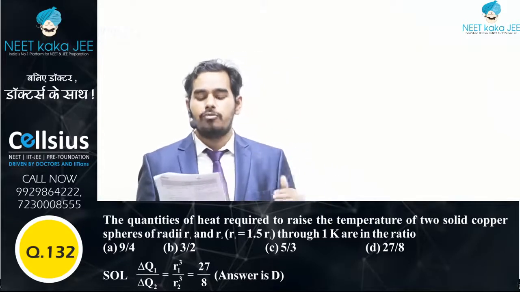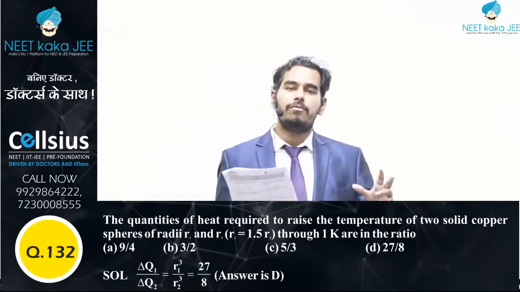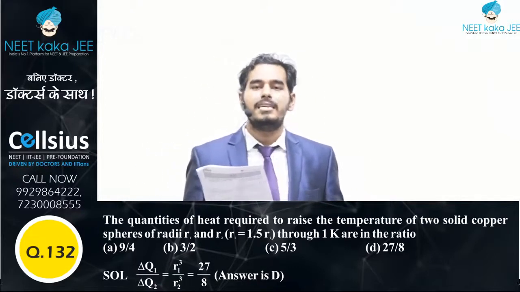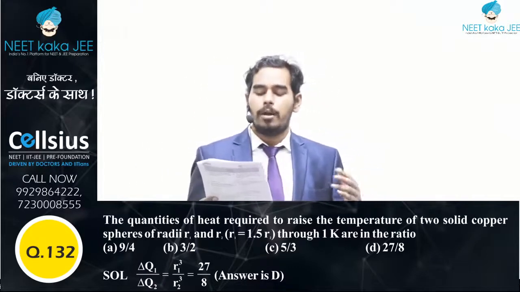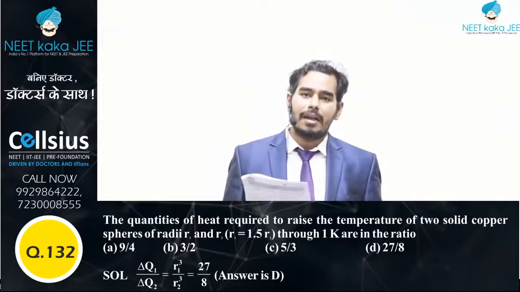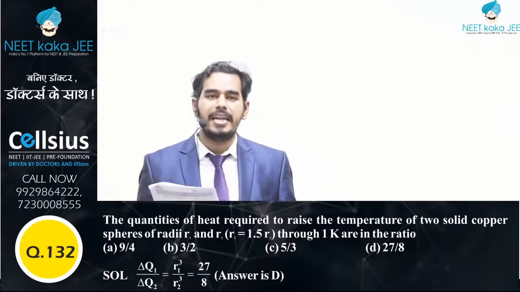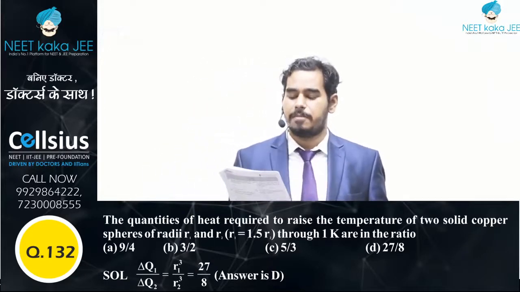So delta Q1 upon delta Q2 will just be equal to V1 upon V2, and if it is V1 upon V2, then it is going to be R1 cube upon R2 cube, and therefore your answer, delta Q1 upon delta Q2, is going to be 27 by 8. So your answer is D for this particular question.